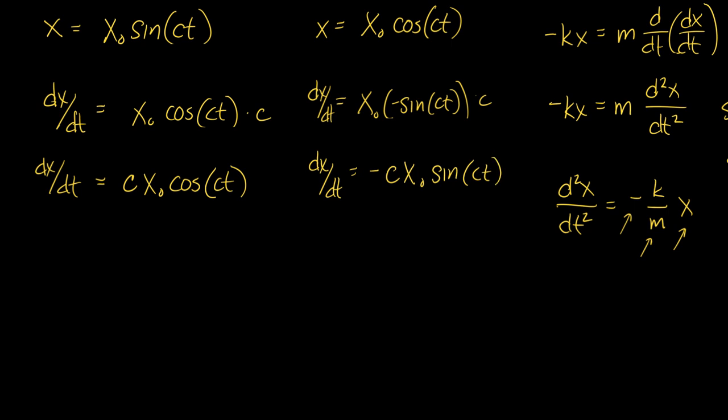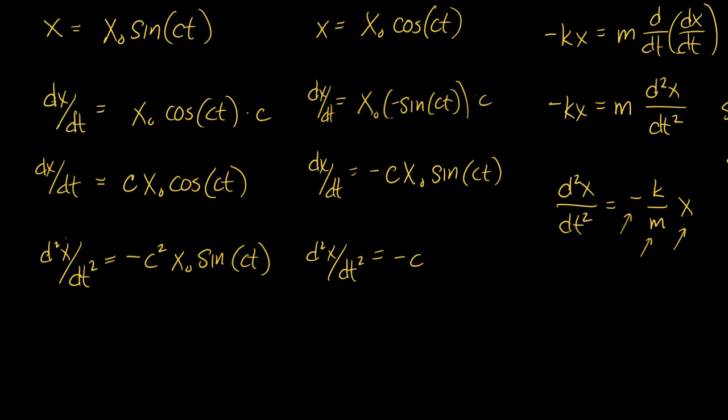All right, you guys do the next one. You've seen both possibilities now. You should be able to produce the second derivative by just taking the derivative one more time. Try it. Can't spend too much time here, so I'm hoping you have negative c squared x naught sine ct and negative c squared x naught cosine ct.